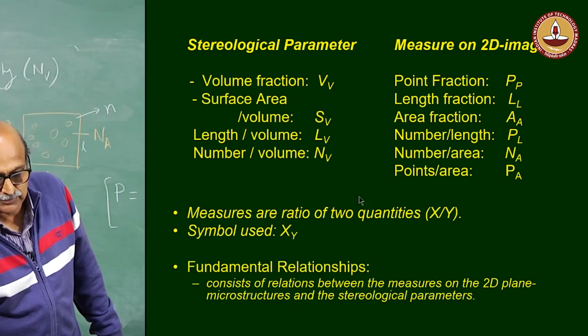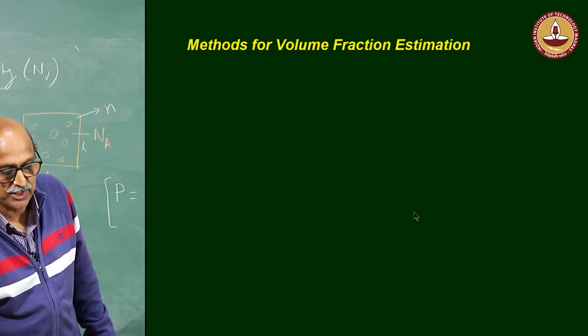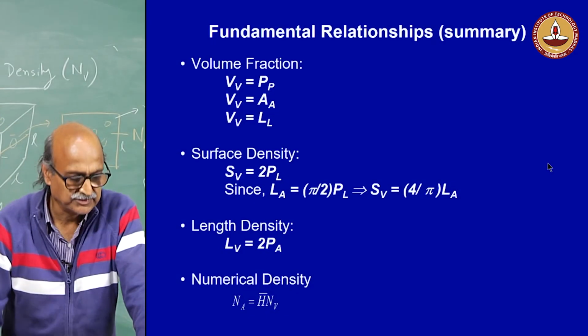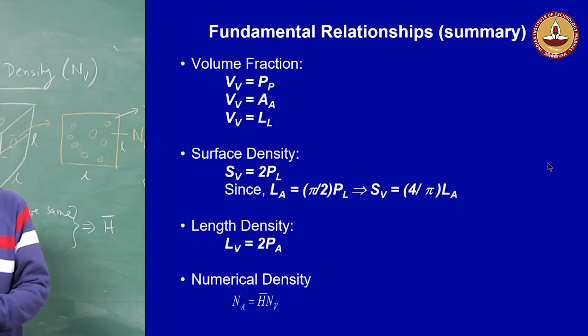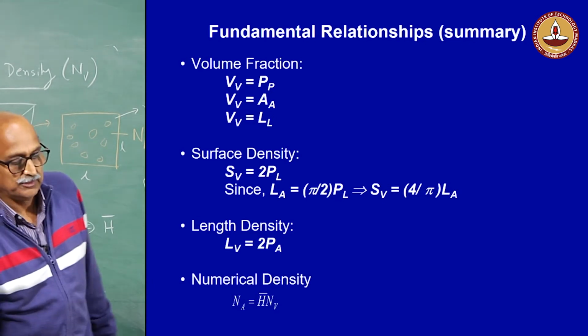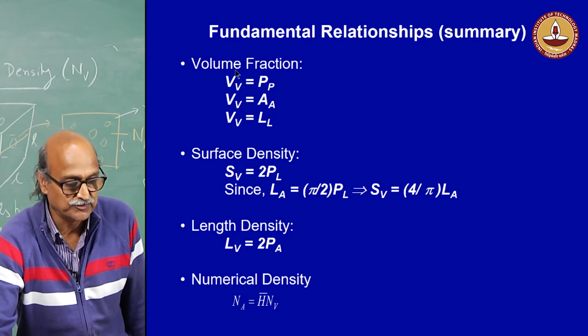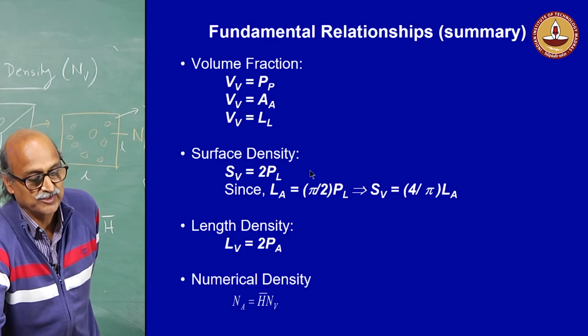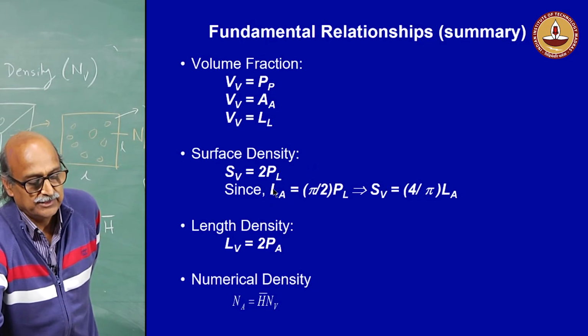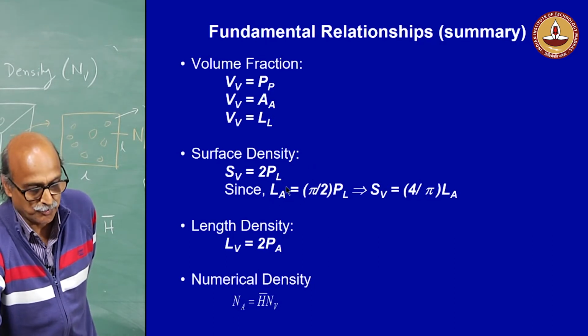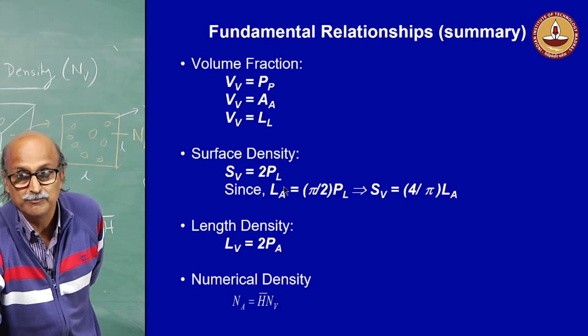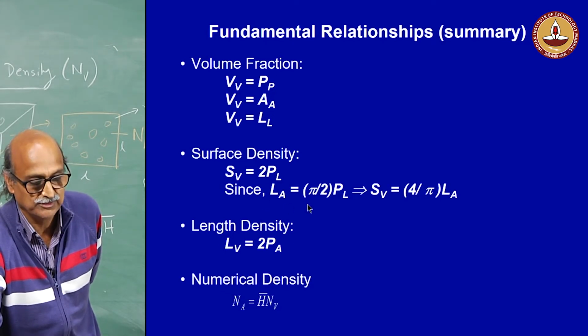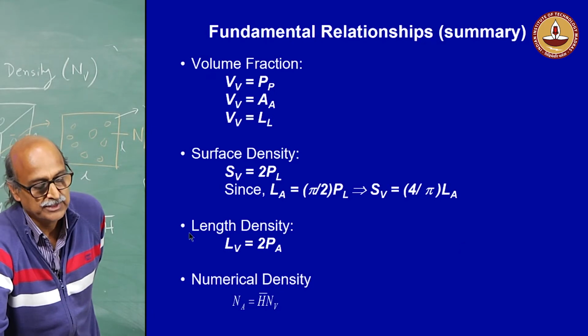If you look at, just to summarize what we have done, this is what we have done. This is just a summary of three ways through which we can measure volume fraction, then relationships between surface area per unit volume. Here I have written L sub A, on the board I have written B sub A, boundary per unit area, both are the same quantity. So, L sub A or B sub A are the same.